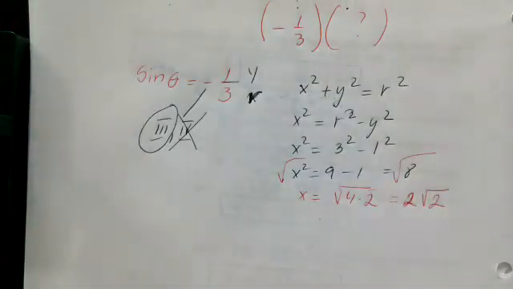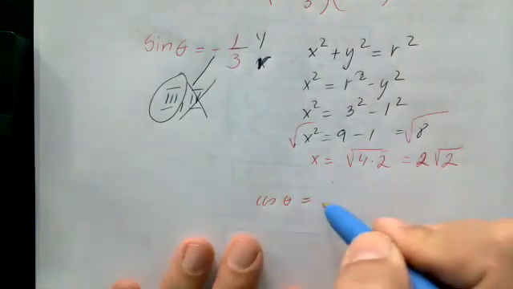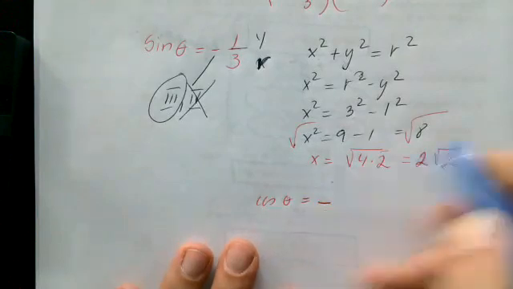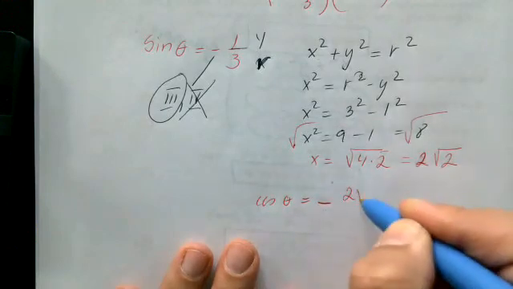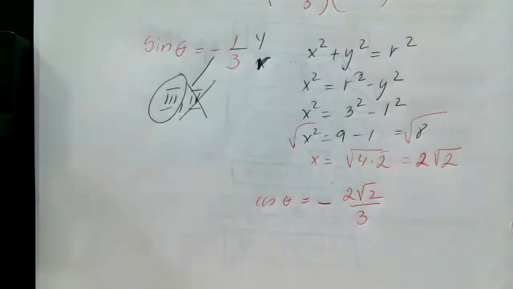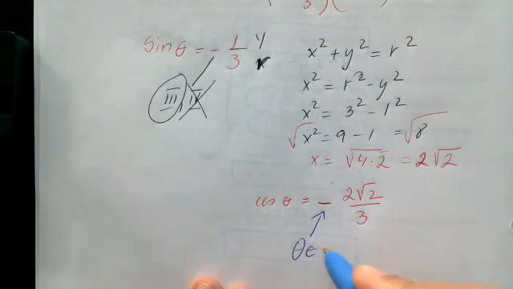So we need to do the cosine. So cosine of theta in quadrant 3 is going to be positive or negative? Negative. And it's going to be x over r. So negative 2 square root of 2 over 3. So it's negative because we know theta is in quadrant 3.